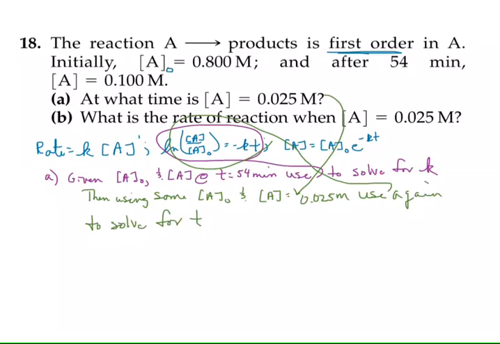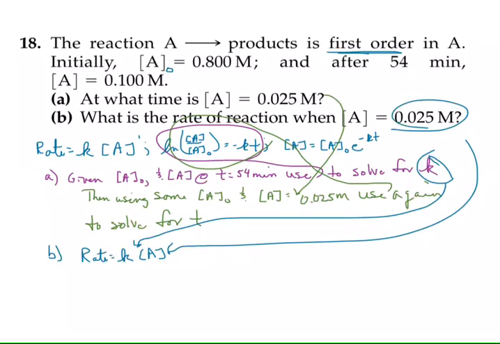And you're after what time will your molar concentration be when A is equal to 0.025? You're going to use the first equation to make that work, like we did in our example. What is the rate of the reaction when your molar concentration is 0.025? You're going to use your rate law expression.